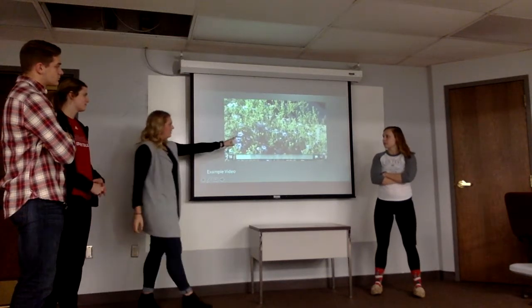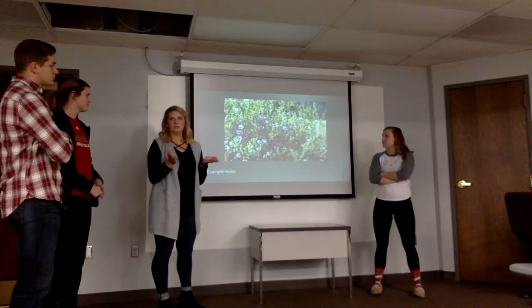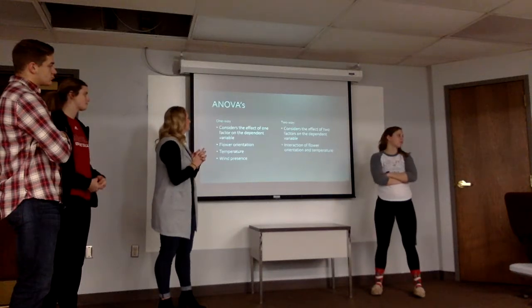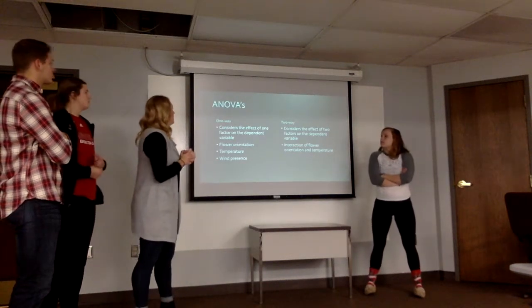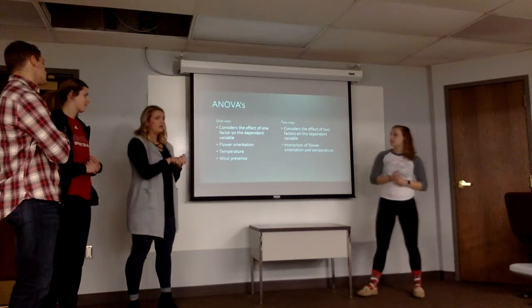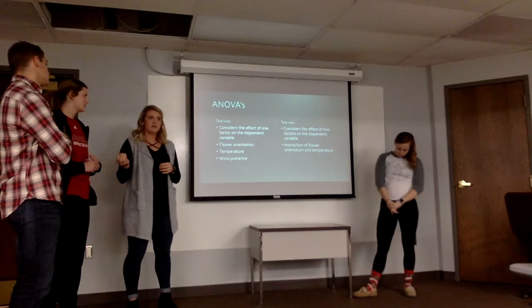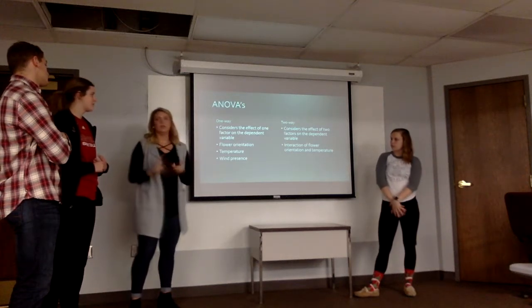So as you can see, we would consider these wing beats because it's returning to its original position. To actually analyze our data, we used 2 ANOVA tests. We used a one-way test, which considered only one effect, or one variable, against the wing beat frequency that we saw in the video. So this would be the flower orientation, the temperature, and the wind presence.